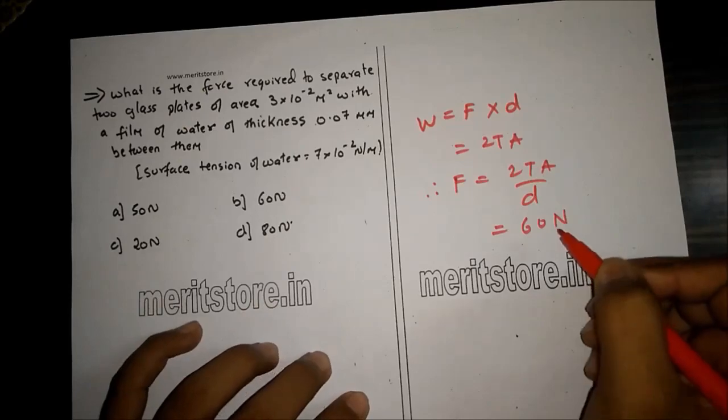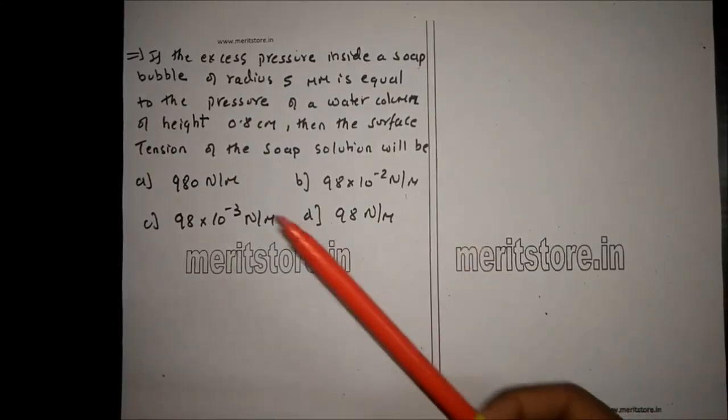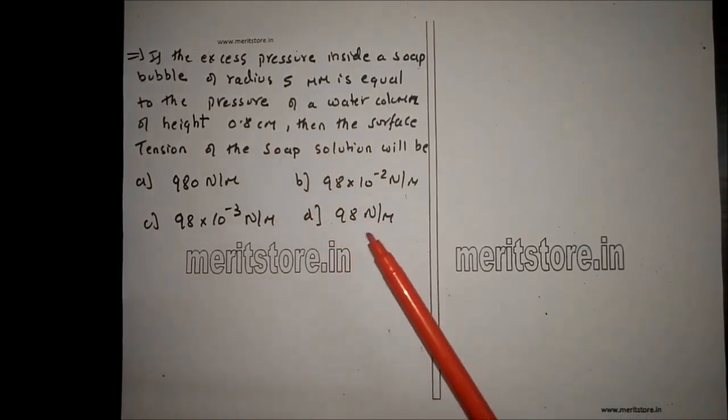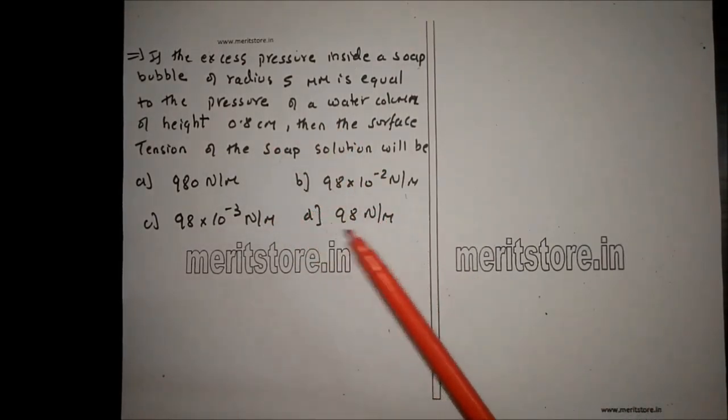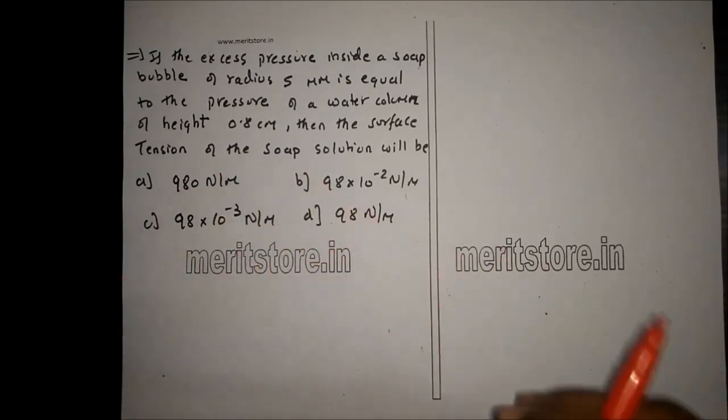Therefore, the correct answer will be option B. If the excess pressure inside a soap bubble of radius 5 millimeter is equal to the pressure of a water column of height 0.8 centimeter, then the surface tension of the soap solution will be, here are the options.